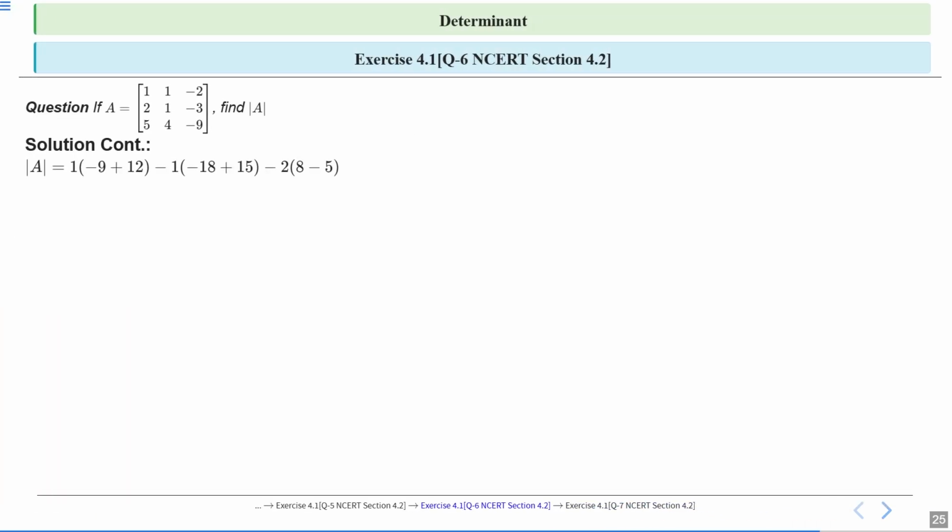We get 1 into (-9 plus 12), minus 1 into (-18 plus 15), minus 2 into (8 minus 5). So we get 1 into 3, minus 1 into -3, minus 2 into 3. So |A| is equal to 3 plus 3 minus 6, that is 6 minus 6. Thus, the determinant of A is 0. Okay.